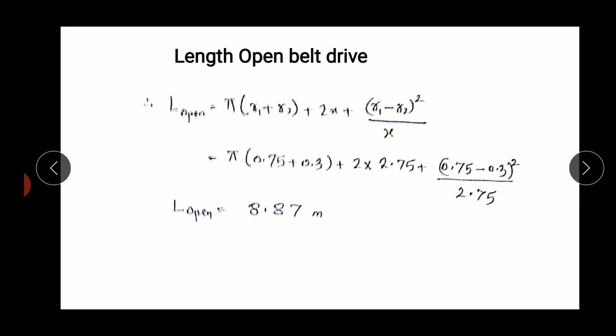Now in the next question we will use the same data as question number 1, so that we can easily compare how to solve the same question for an open belt drive and a cross belt drive. So comparison will be easy. So I am using the same data for the cross belt drive also.